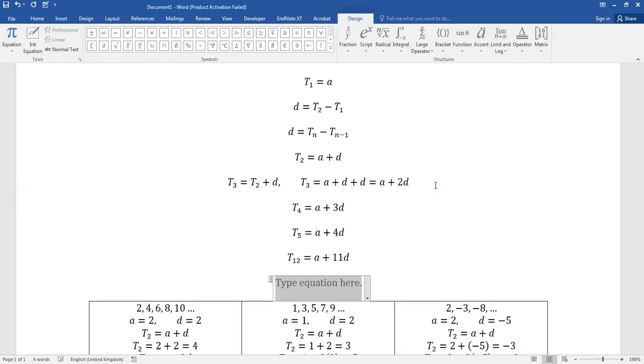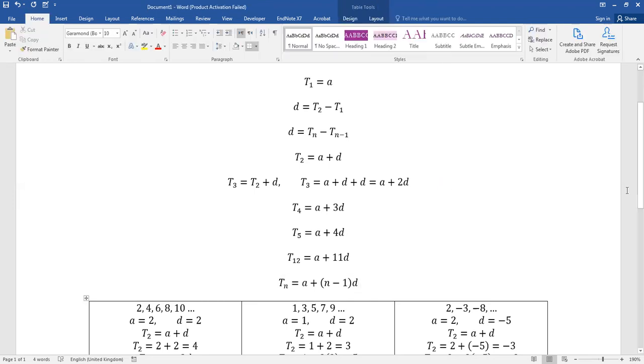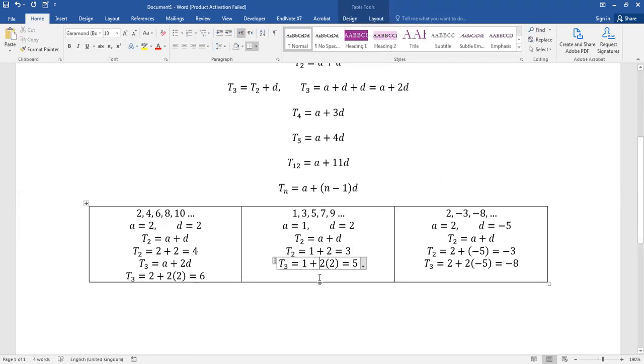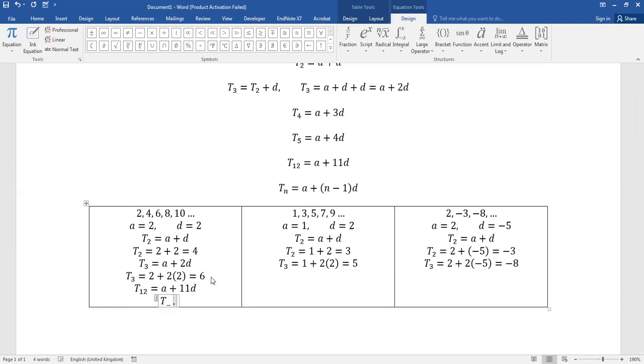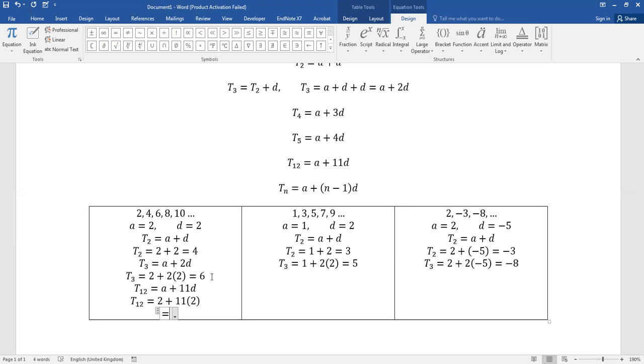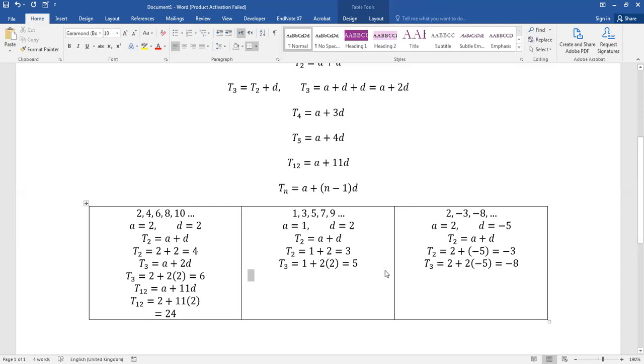If I'm talking about the nth term, which is generalizing any particular term, that is a plus n minus 1 into d. So let's take an example over here. If I tell you to find the 12th term in this, you will say that is a plus 11d. Your a is 2. Your difference is also 2. So that will be 2 plus 22, which is 24, the 12th even number.